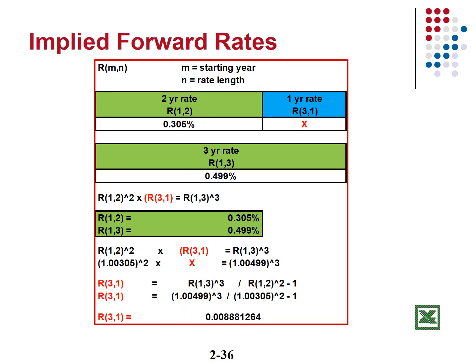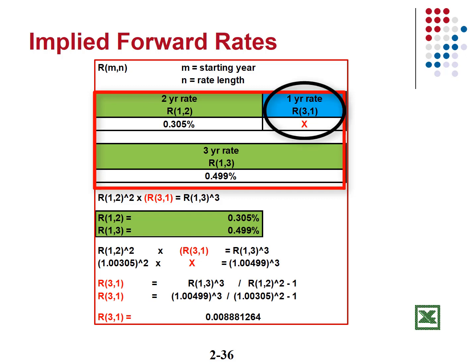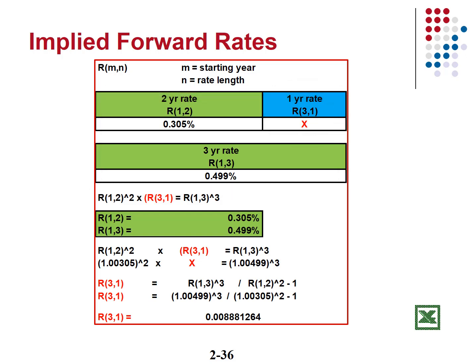The second part of the example is shown above. Given a 2-year rate starting in year 1 and a 3-year rate starting at year 1, we can imply the 1-year rate beginning at year 3. Again, the blue cell. The logic is the same as with the 2 1-year rates.